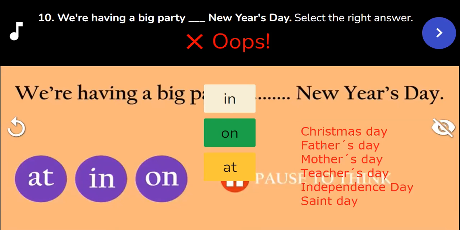Pero vaya, todas estas festividades, ¿ok? Si quisiéramos utilizar el at, sería at Christmas. Pero si utilizan el on, van a decir Christmas Day. Igual para los demás. O sea, si no utilizas el day, va a ser at. That would be the difference. Esa sería la diferencia, por una palabra.